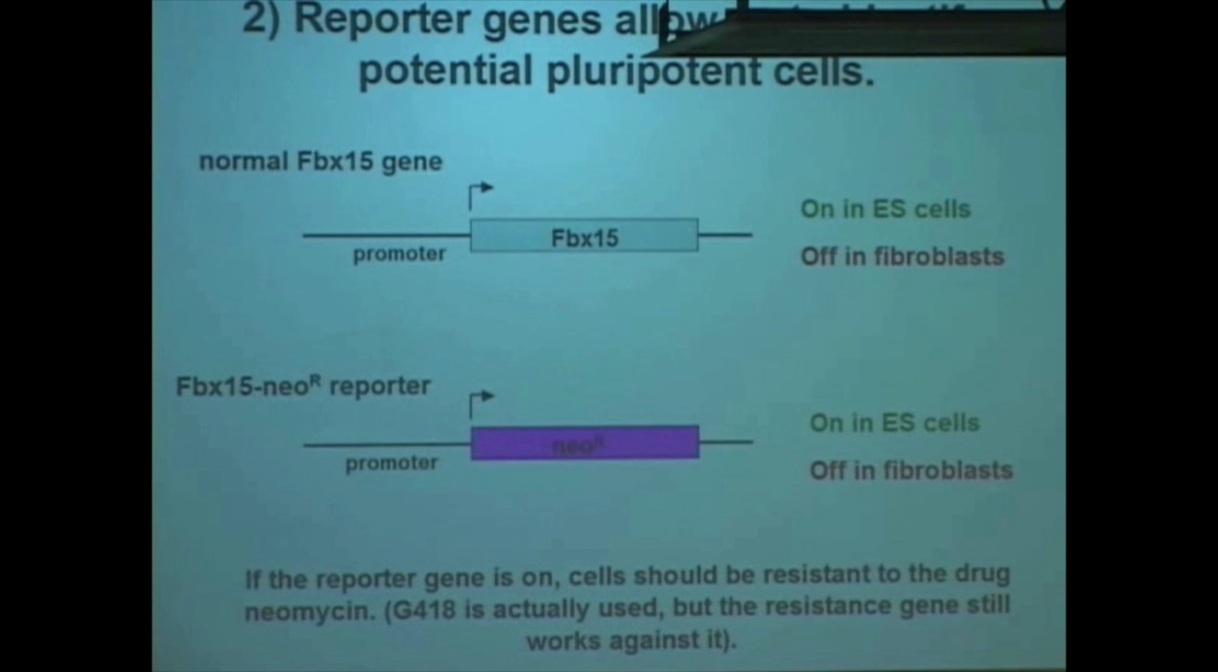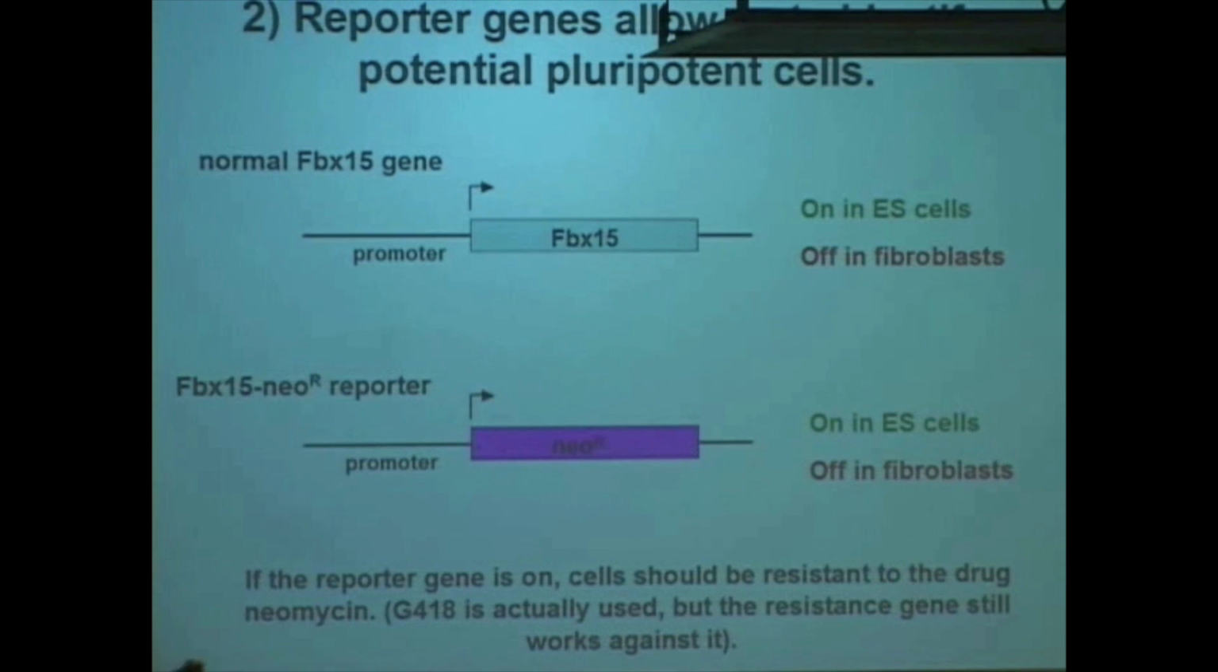The point is that when this promoter is active, when this gene is expressed, now instead of FBOX15 being made, you'll make whatever reporter gene you put in there. Right? You'll turn on the gene for neomycin resistance. And so that's what the Yamanaka group used as their assay. So are the fibroblasts going to be resistant or sensitive to neomycin? Fibroblasts should be sensitive because this gene should be off.